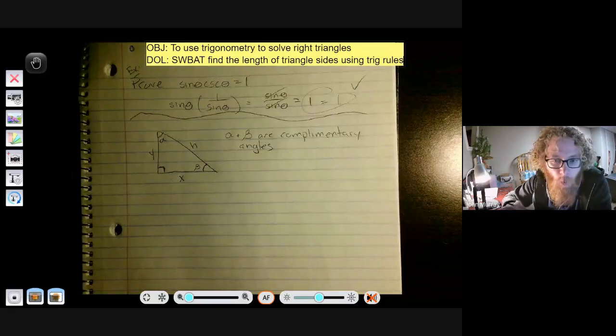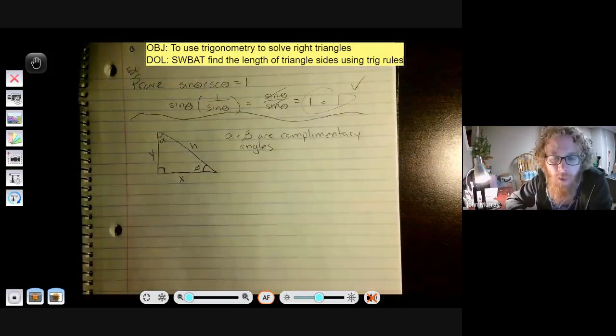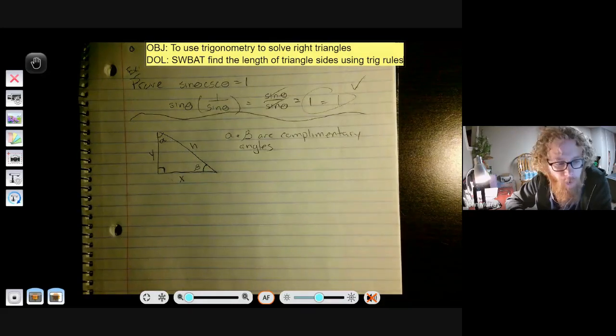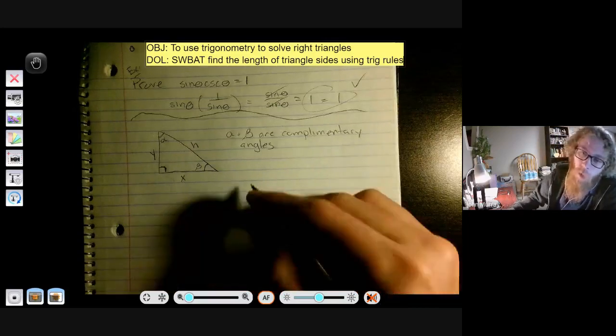All right, so no matter what shape this triangle is in, if you add the two angles other than the right angle, it will always get you 90 degrees. So with that, let's take a look at some of the trig involved.